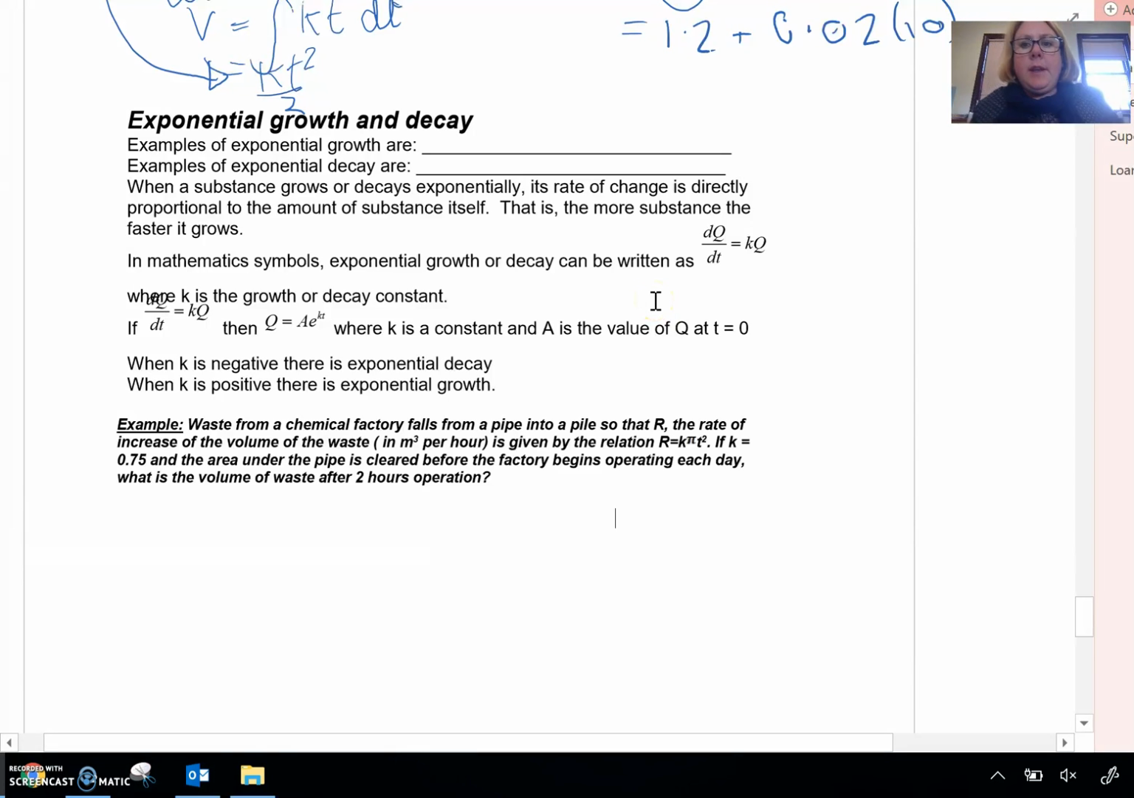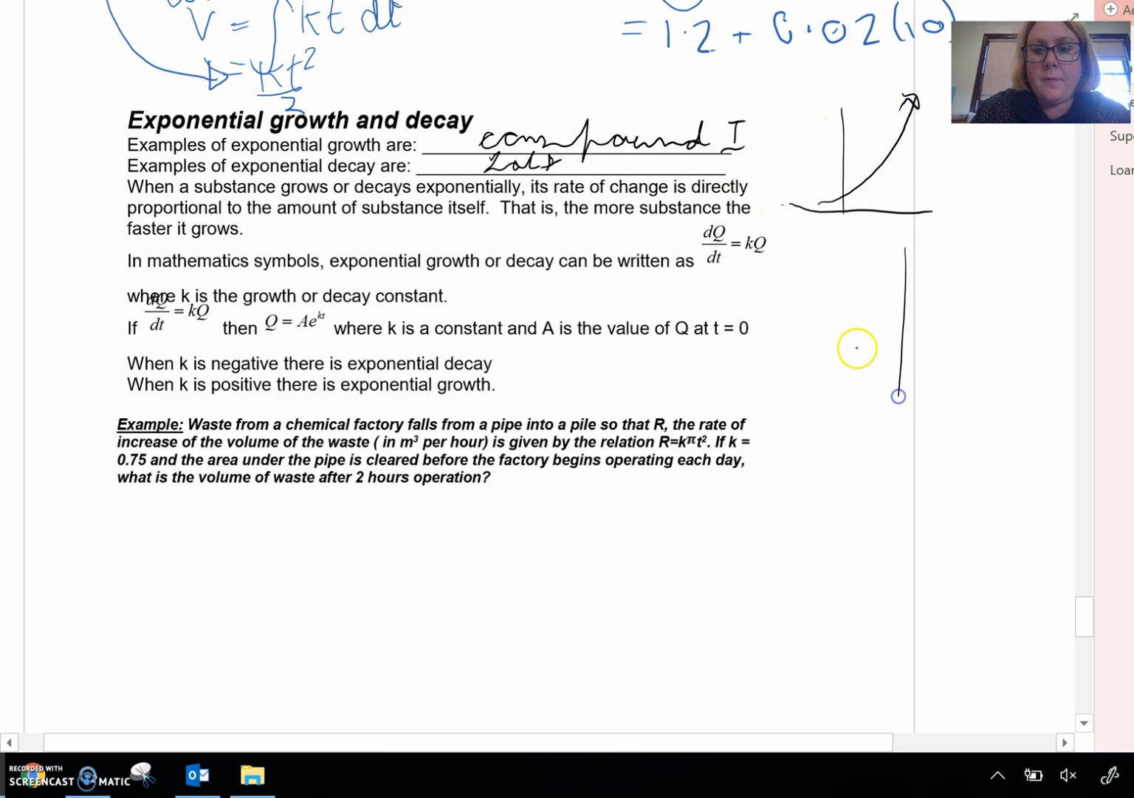Exponential growth and decay. Exponential growth is something that increases like compound interest or superannuation: it goes up. Exponential decay is like half-life, and it goes down exponentially. Exponential growth, exponential decay. It'll actually go like that.